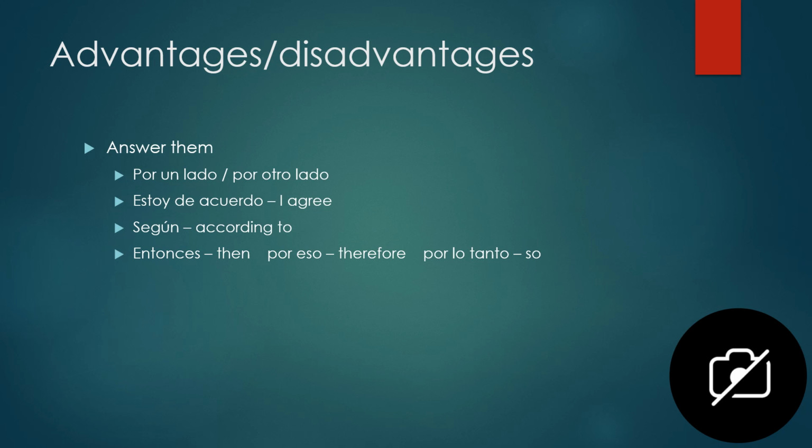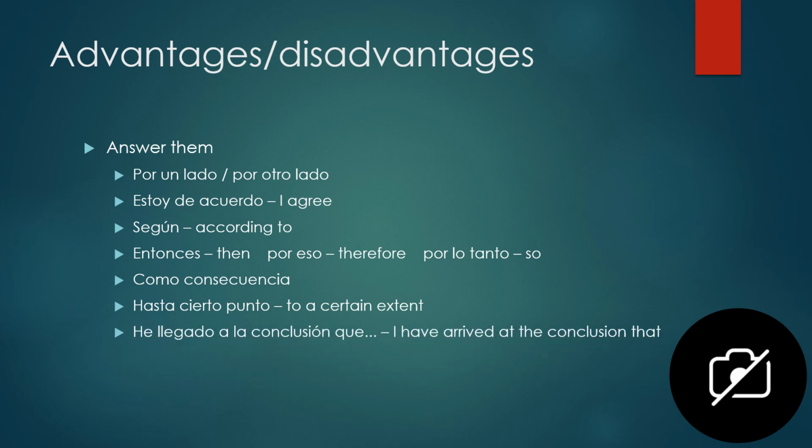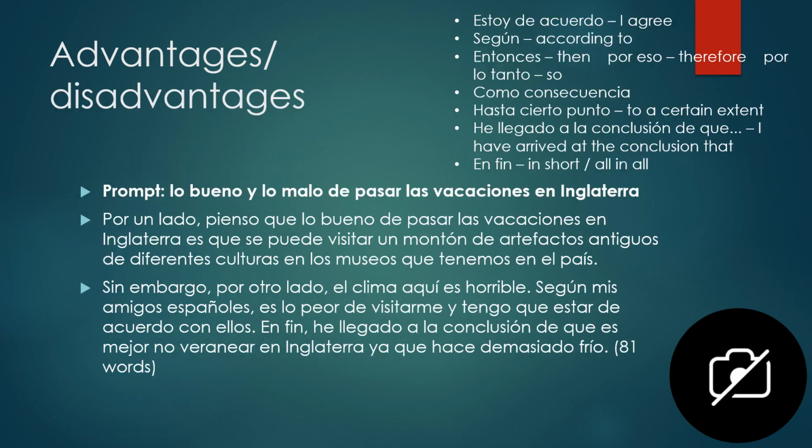These are sort of ways to conclude. You'd say entonces for then, por eso for therefore, por lo tanto for so. These can help to bring you to a conclusion, as can como consecuencia, as can hasta cierto punto, to say you agree to a certain extent. He llegado a la conclusión de que, that should be, I apologize, I haven't corrected that typo, should be de que, I've arrived at the conclusion that. So we'll see in my examples here how I've used these different phrases to a half-decent effect. En fin, in short, or all in all, just to round things off, quite a short phrase to use.